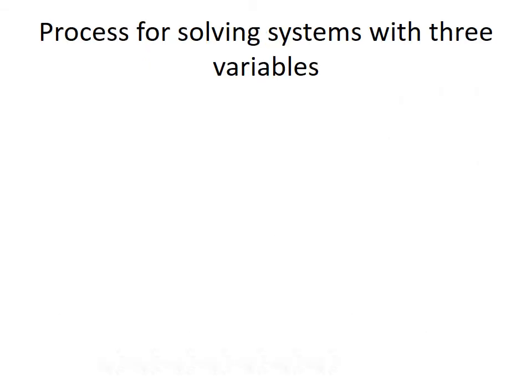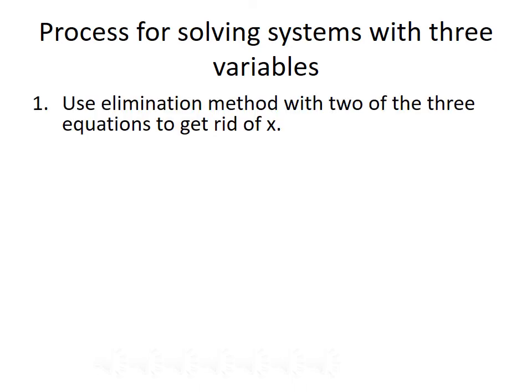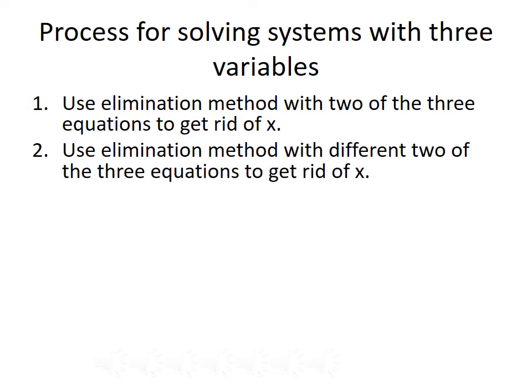So far we've worked with systems of two equations with two unknowns. Now we're going to move up to a system of three equations. So this will be the process we use for solving systems with three variables and three equations. First, we'll use the elimination method with two of the three equations to get rid of one of our variables, say x. Second, we'll use the elimination method with a different set of two of the three equations to get rid of the same variable, x.